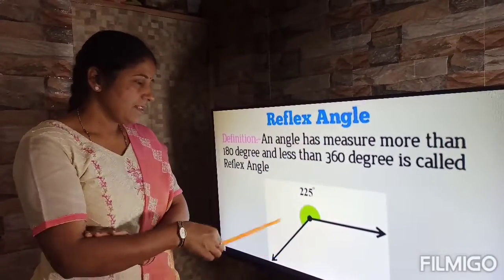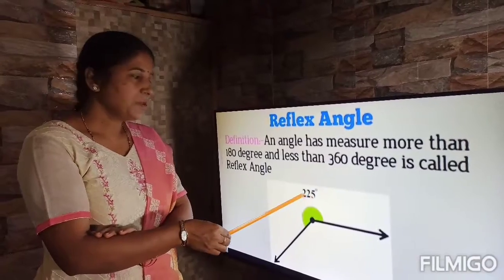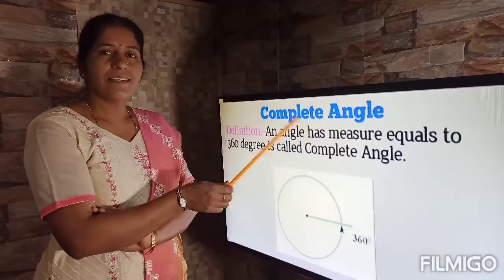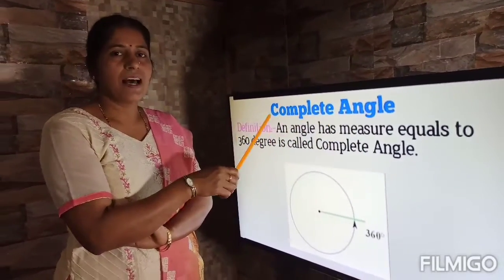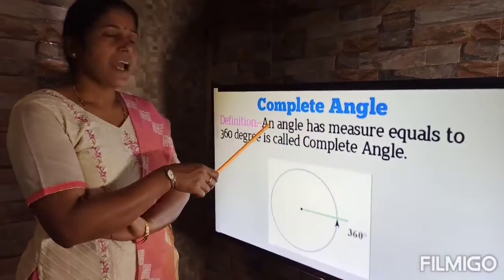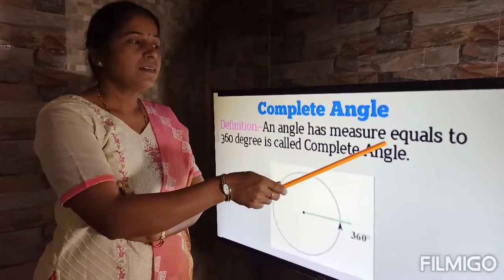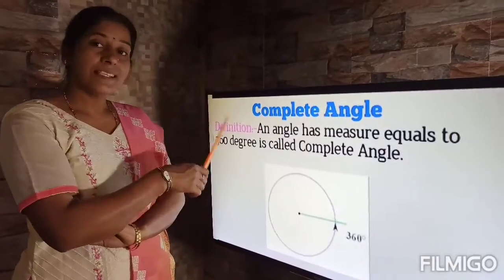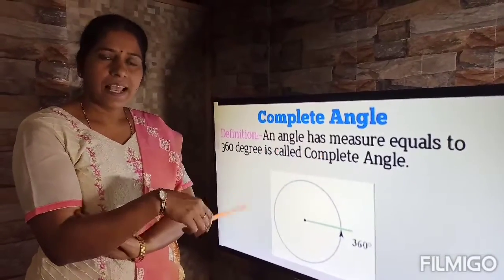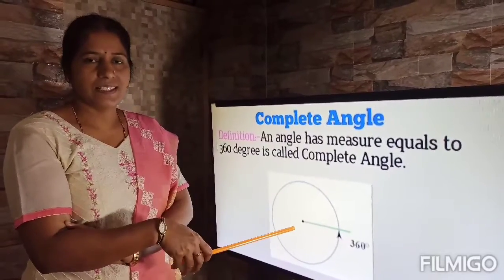See this one. This angle has 225 degrees. This is a reflex angle. Next one is complete angle. The last type of angle is a complete angle. Definition: an angle that has a measure equal to 360 degrees is called a complete angle, that is, exactly equal to 360 degrees.